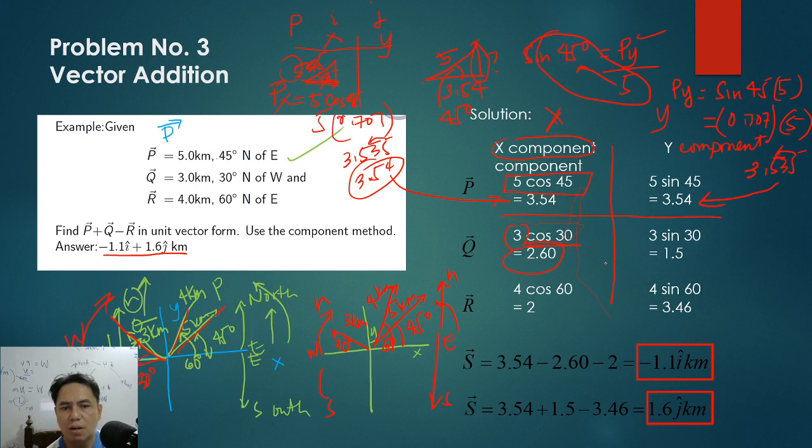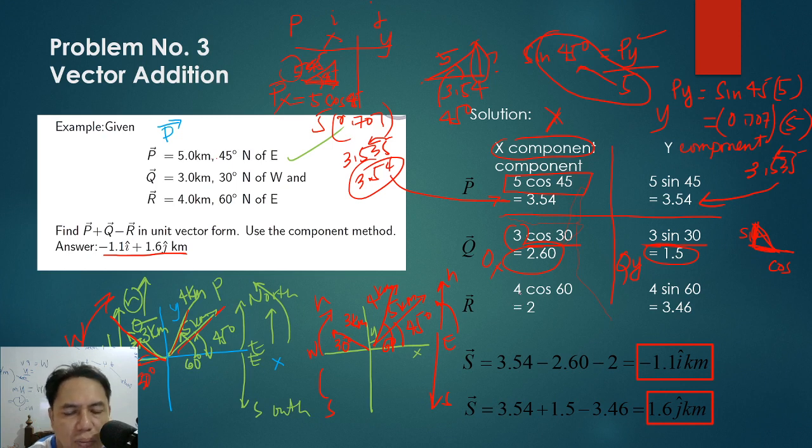Then if we go to the y component of Q, so this is q x, this is q y. How do we get that? We just have to multiply the hypotenuse and the sine of that angle. So hypotenuse 3, then sine. Instead of cosine, we have to use the sine because we are talking about the opposite here, right? So this is the opposite, this is the adjacent, and this is the hypotenuse. If we do that, we will have 1.5.